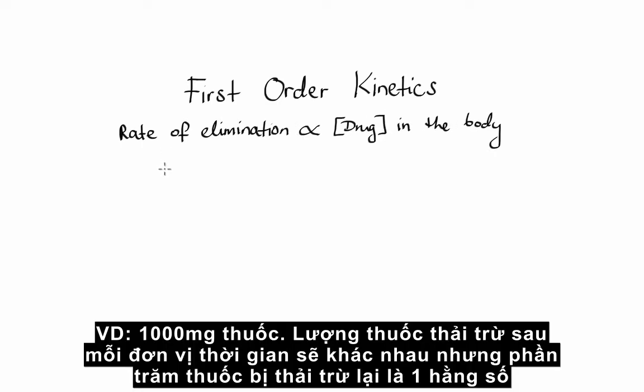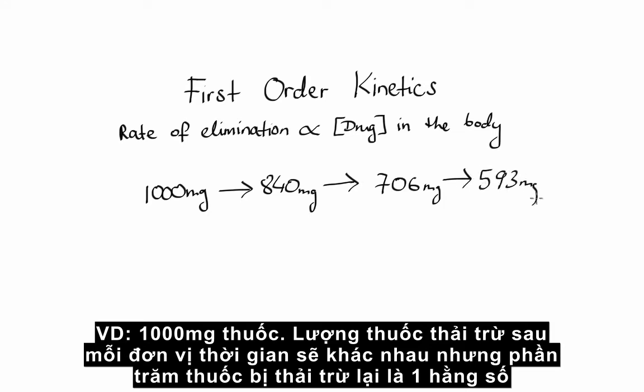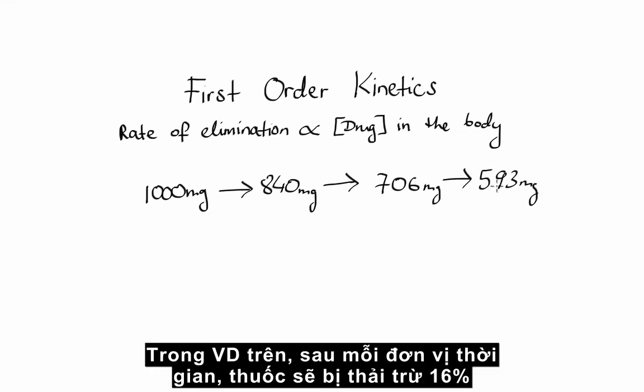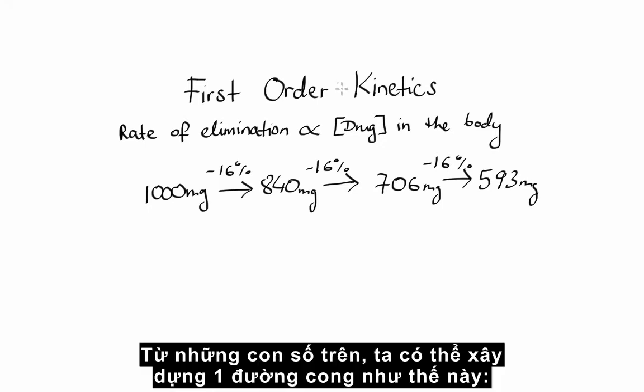What this means is that, for example, starting with 1000 mg of a drug, the amount eliminated per each time period will be different, but the fraction will be constant. So in this example, per each time period, a constant 16% of a drug gets eliminated, however the milligram amount changes. And if we were to collect these samples and plot them, the graph would produce a curve that looks something like this.